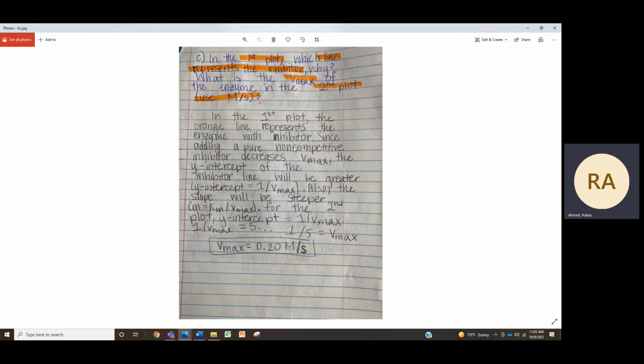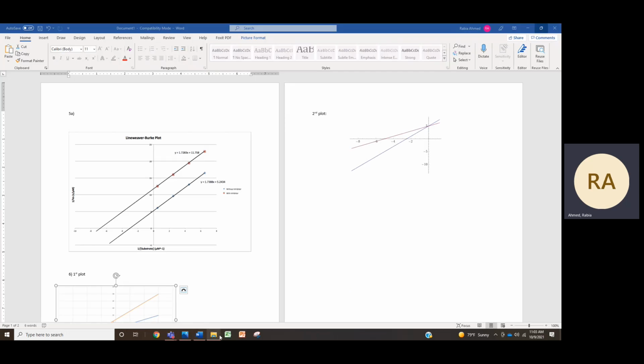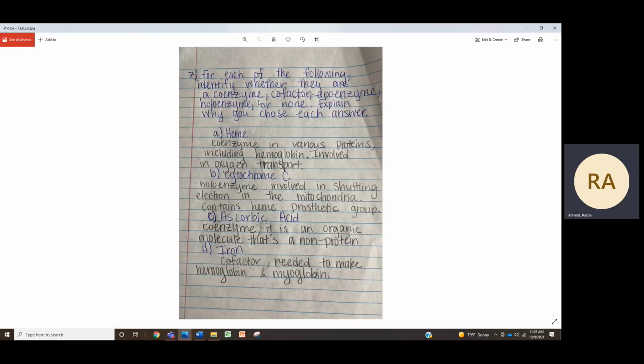Okay, so I'm going to move on to 7. Pretty short. Okay, so for each of the following, identify whether they are a coenzyme, cofactor, apoenzyme, holoenzyme, or none. Explain why you chose each answer. So the heme is a coenzyme in various proteins, including hemoglobin, involved in oxygen transport. And then cytochrome C is a holoenzyme involved in shuttling electrons in the mitochondria, which contains a heme prosthetic group. And ascorbic acid is a coenzyme. It is an organic molecule that's a non-protein. And then iron is a cofactor needed to make hemoglobin and myoglobin.